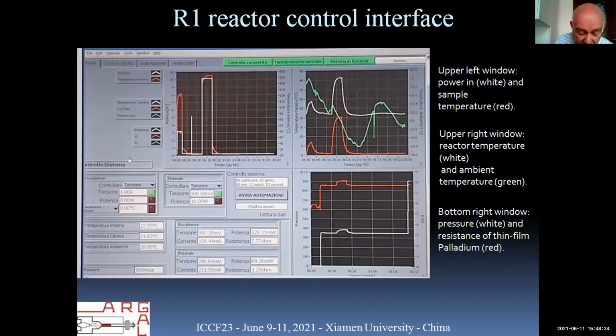Reactor 1 control interface. This screenshot is an example of how the computer can control what happens in the reactor. We have the most important parameters that allow us to follow the progress of the experiment. In particular, we have three windows. In the top left, we have two parameters: the power sent to the heater and the temperature of the sample. In the top right window, we have the ambient temperature and the reactor temperature.